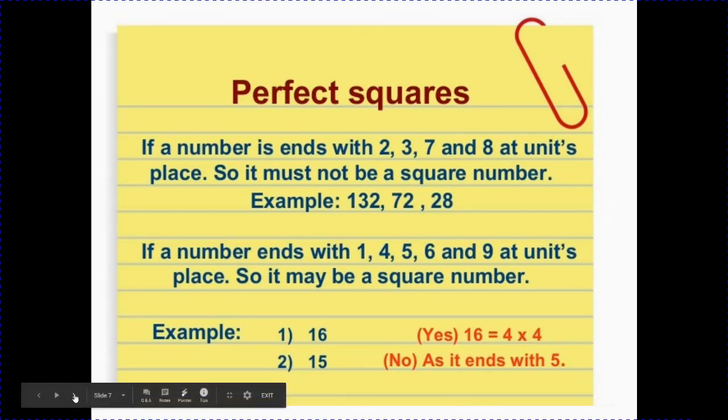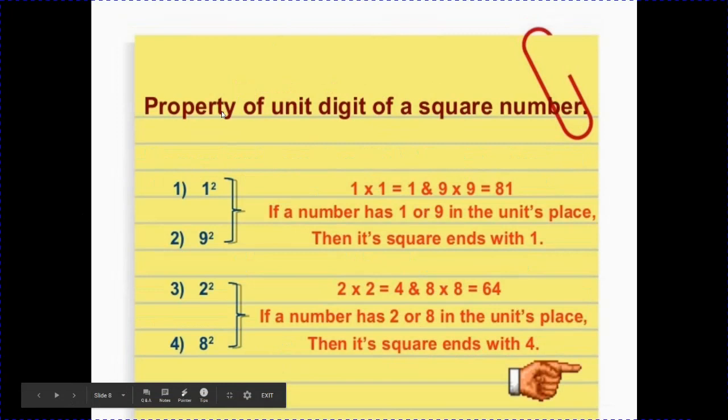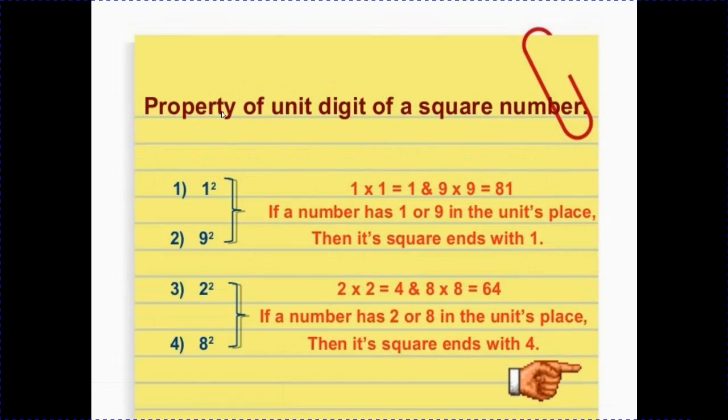Let's move on forward. Property of unit digit of square number. So we're going to see some facts of square numbers. When a number has 1 or 9 in its units place, the square ends with 1. Let's see an example. Here we have 9 in the units place. If we multiply it times itself, 9 into 9, we get 81 as the answer. So the square ends with 1.